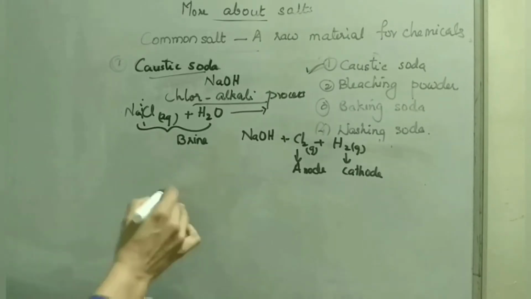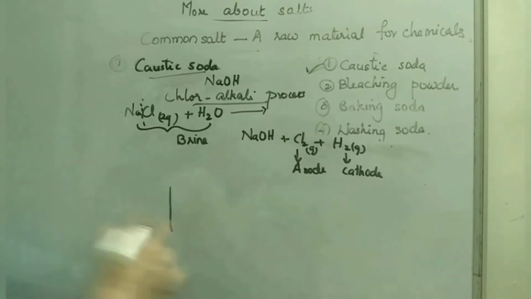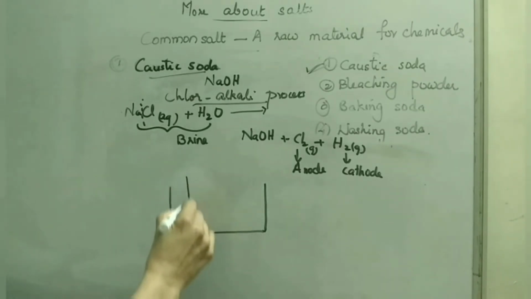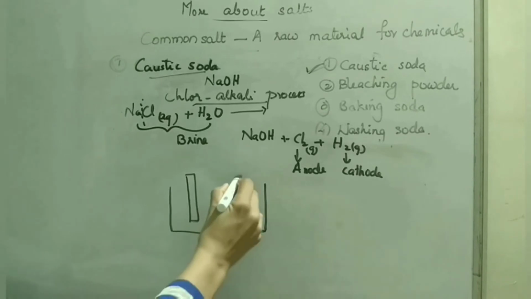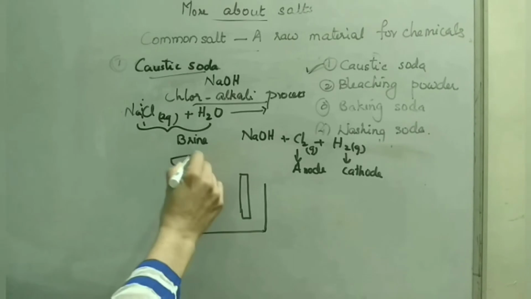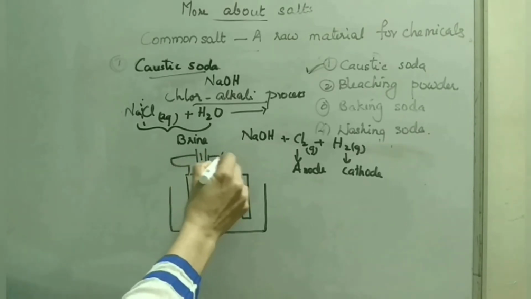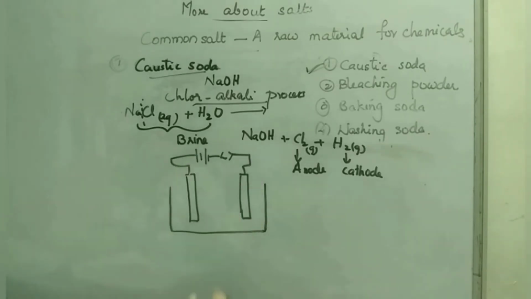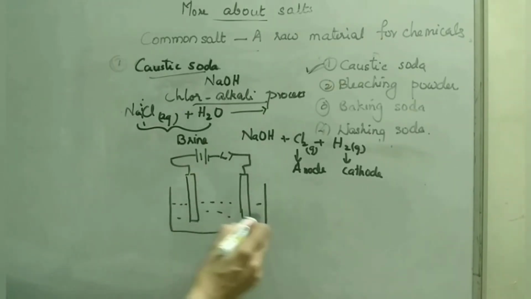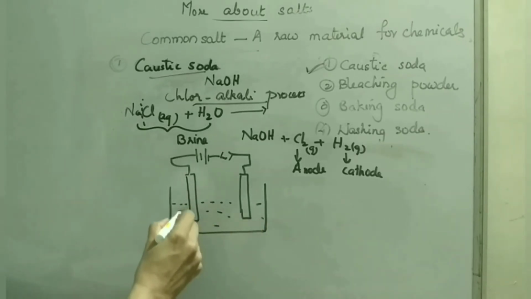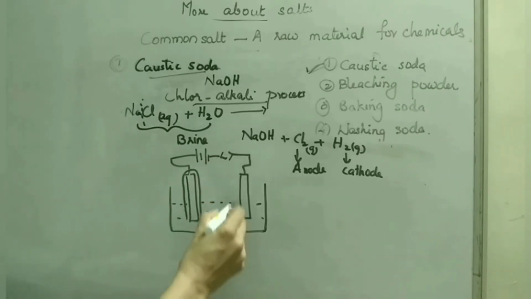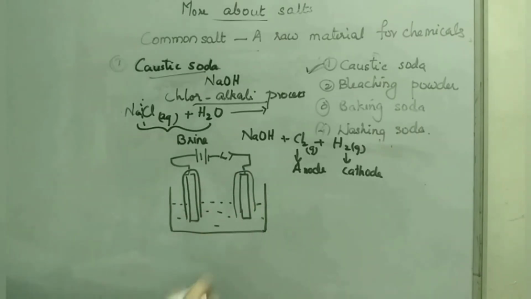Another method is also there, which we can do in our laboratory. Take a large beaker and insert two rods, one cathode and another anode, connected with a circuit with a 6 volt or 12 volt battery. Complete this circuit and add aqueous sodium chloride, that is brine. You also need a test tube to cover each rod. Take a test tube and cover it like this, and press the key.